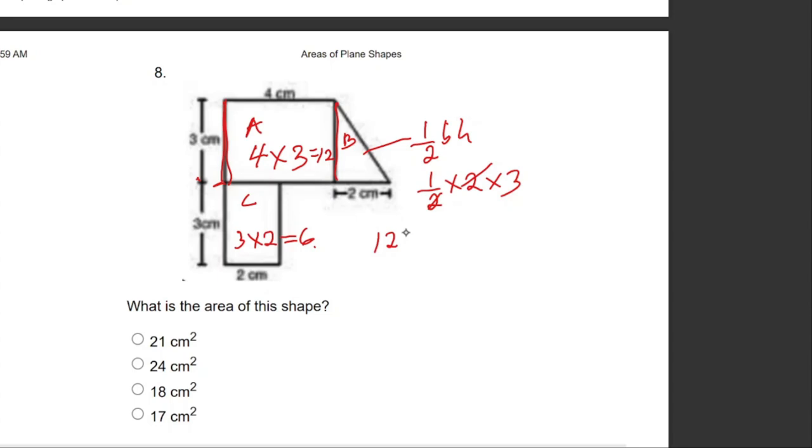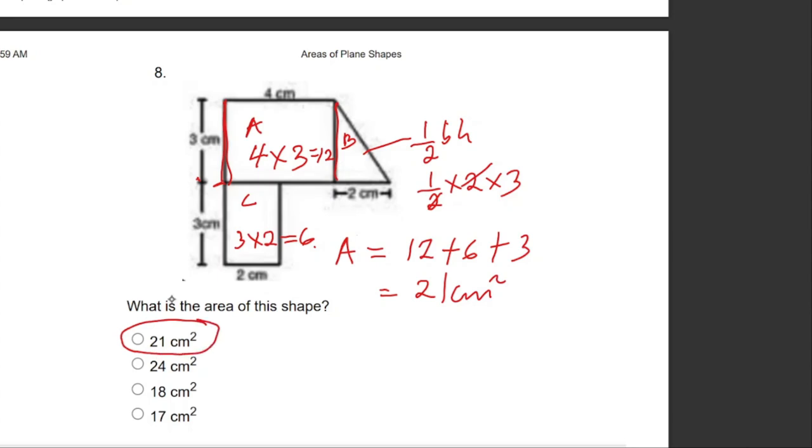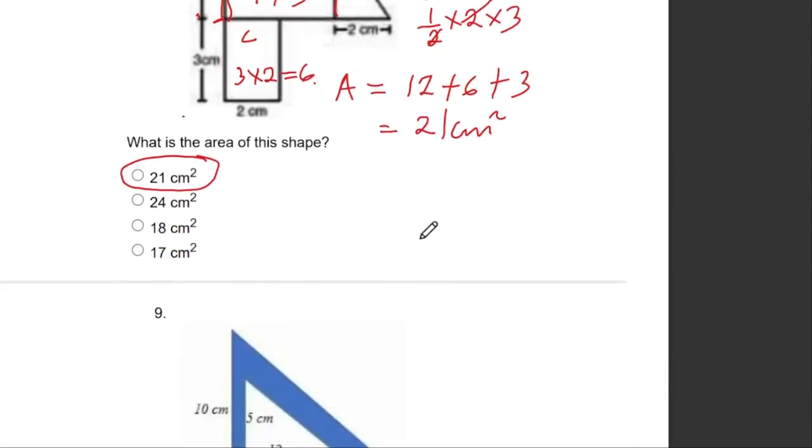That is 12. The area, excuse me. So the area now will then be 12 plus 6, then plus 3. So this gives us 21 centimeters squared. So you can see this is very simple. Just take your time to study it very well.